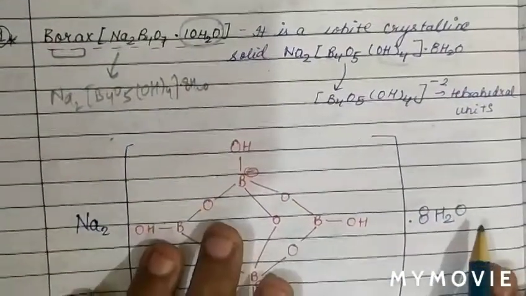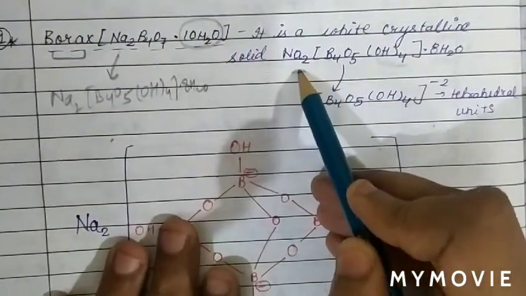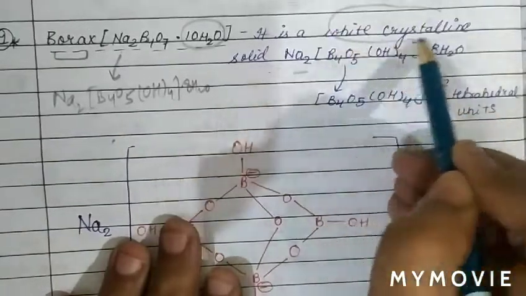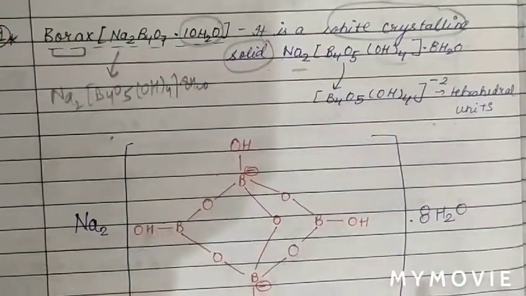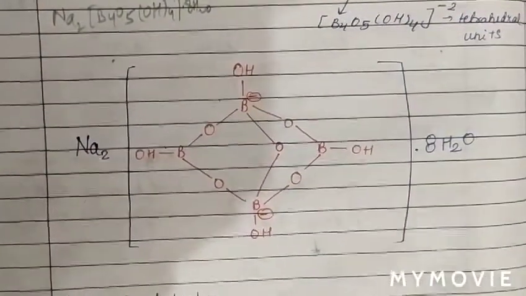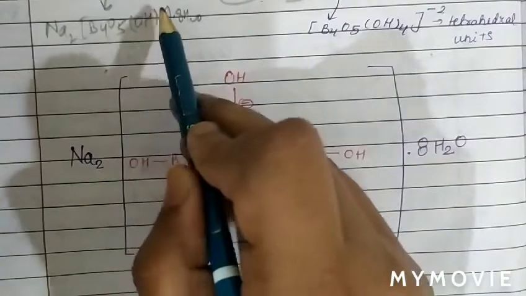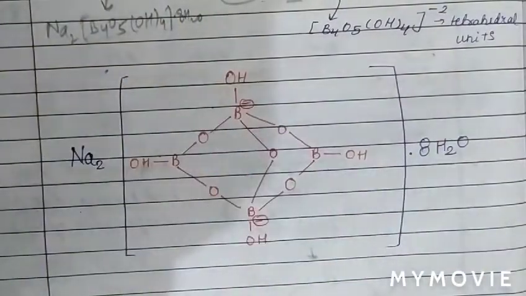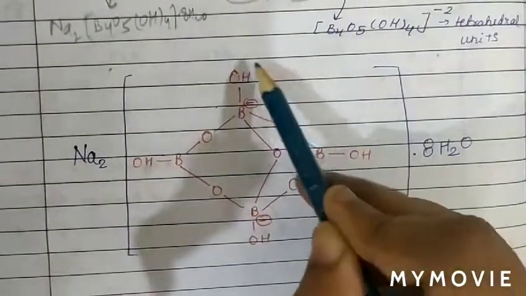So the molecular formula of borax is Na2B4O7.10H2O, or we can say in the form of the complex Na2B4O5(OH)4.8H2O, and it is a white crystalline solid. So this is the first compound we are going to discuss. And the structure of borax, basically we have discussed the ionic form, which is Na2B4O5(OH)4.8H2O. So the complex part is B4O5(OH)4. So we can see that in this case the structure of borax is like this.